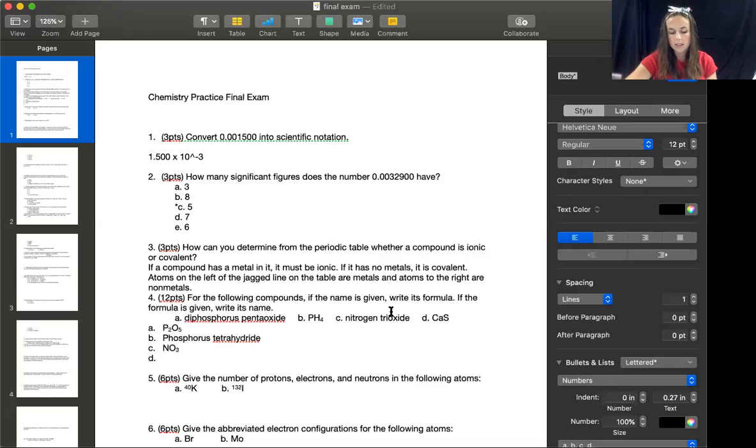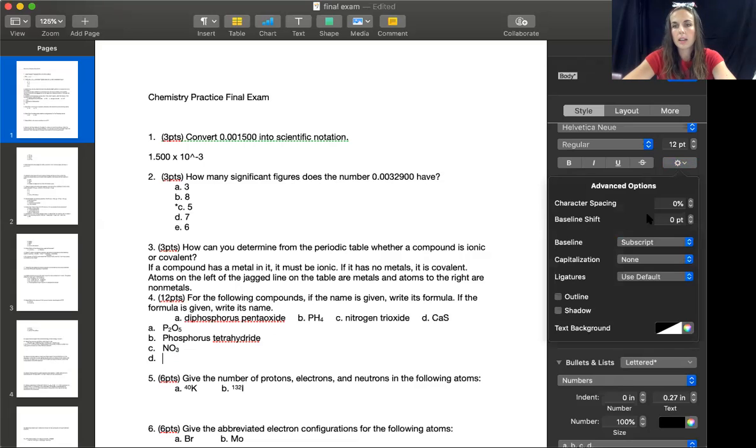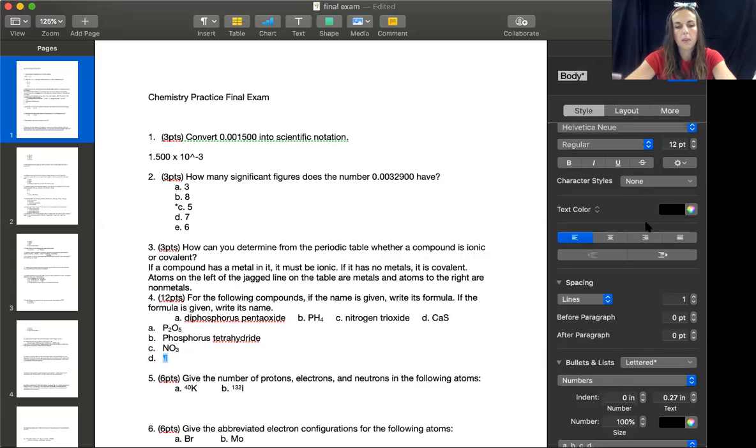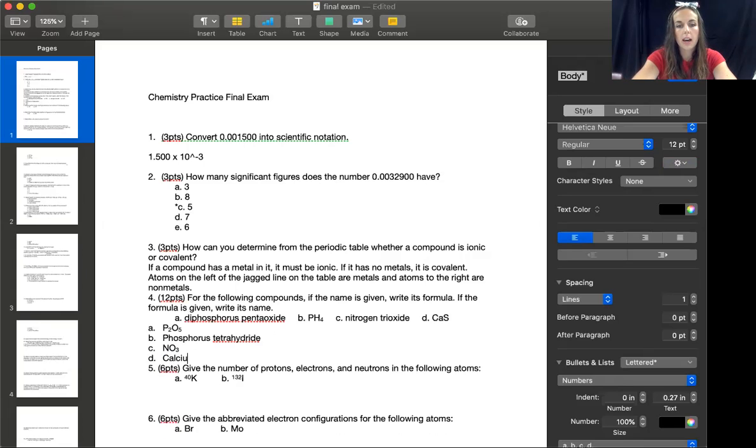Letter D, CaS. This is going to be not in a subscript. We're going to write its name. I know Ca is calcium, and I know S is sulfur. So if I look at the table on page 67, it's going to tell me that the ide name for sulfur is sulfide. All right, that's all your answers for number 4.